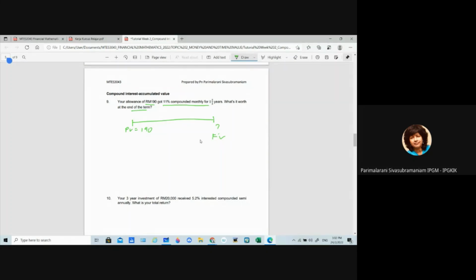So from here, we know that present value is 190. Future value, we don't know. We know that K is 11%, which is 0.11. M is compounded monthly, so M is 12. T is 1 and 2/3 years, which is 5/3 years. So this is what we call time in fraction. Okay, so this is 5/3 years. Okay, so now put into the formula.